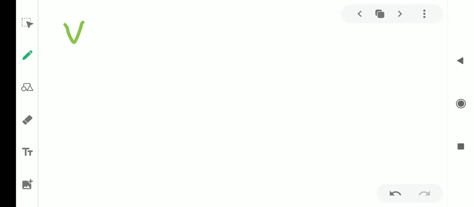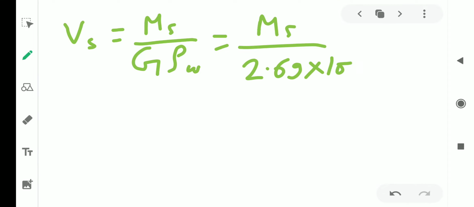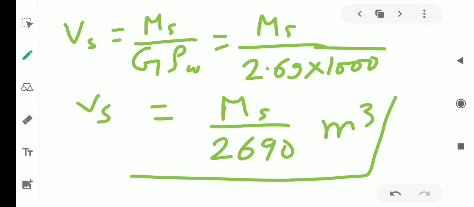Volume of solids is equal to mass of solids upon G rho w, which is mass of solids upon, we know that G has been given as 2.69, and we also know that rho w is always equal to 1000 kg per meter cube. So Vs is equal to Ms upon 2690 meter cube.